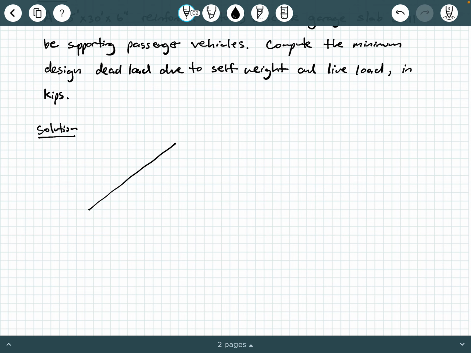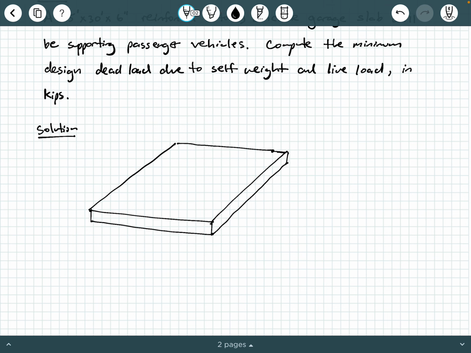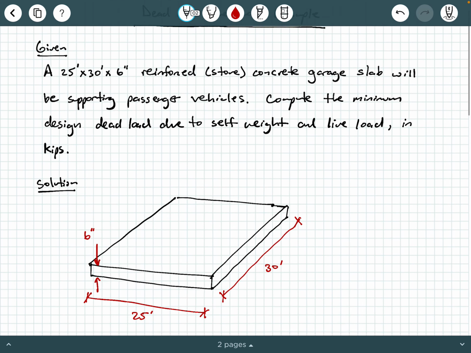So in 3D, I'm going to sketch something like this. I'm going to put a thickness here. And so we'll have this slab that has this general sketch that looks like this. And of course, one of the dimensions of this slab will be our 30-foot long dimension. The other dimension will be the 25-foot long dimension. Then, of course, the thickness of the slab, that's our 6 inches or half a foot dimension, okay?